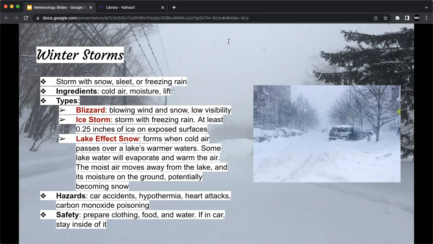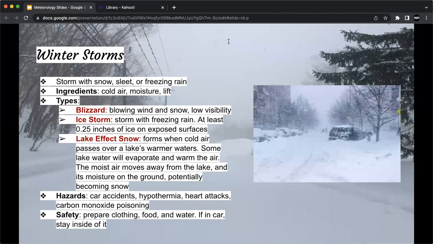We have hypothermia, which comes from cold weather. Heart attacks also come from cold weather. There's also carbon monoxide poisoning, and this mainly happens when gas appliances such as heaters or car exhaust malfunction, and then the gas travels into the room, and the gas is toxic and not safe.